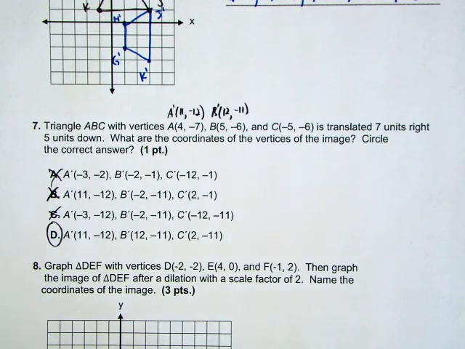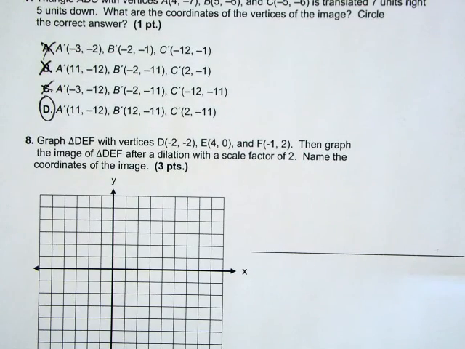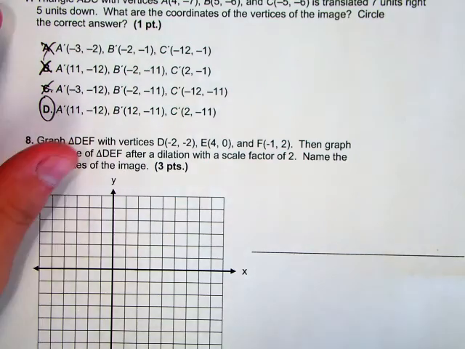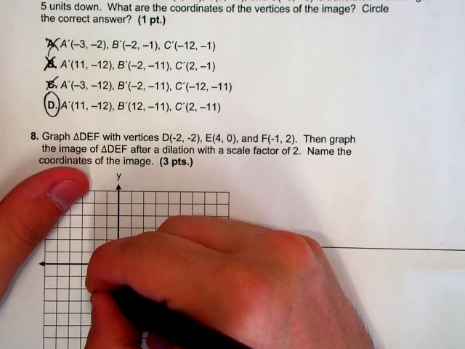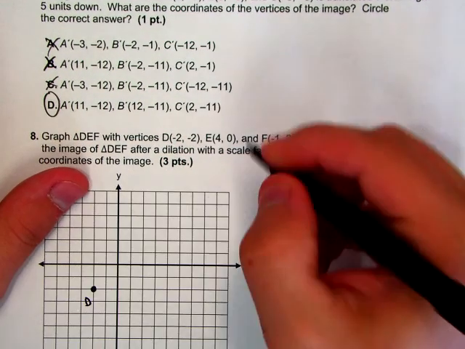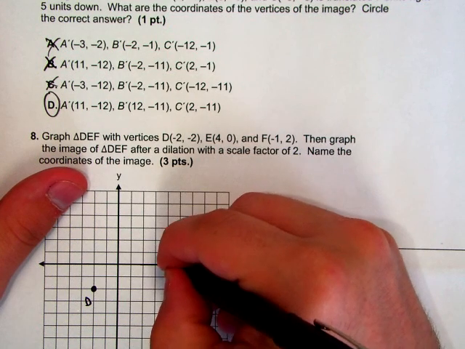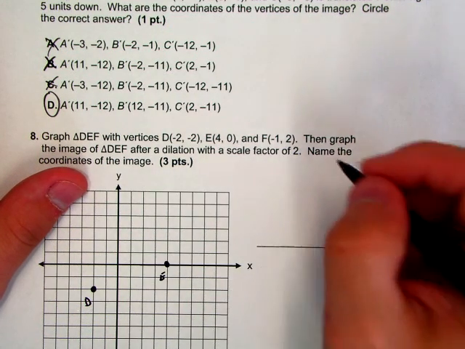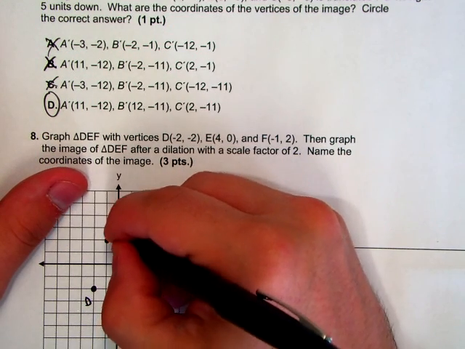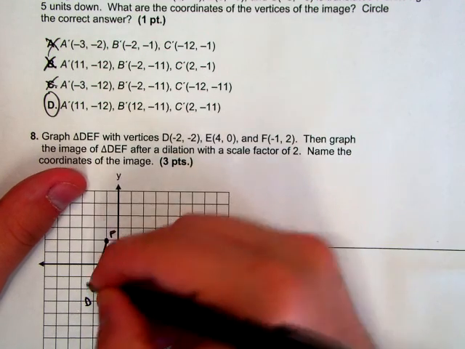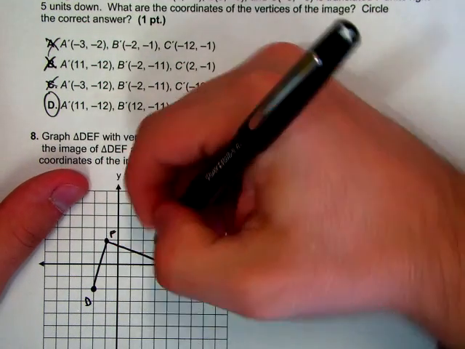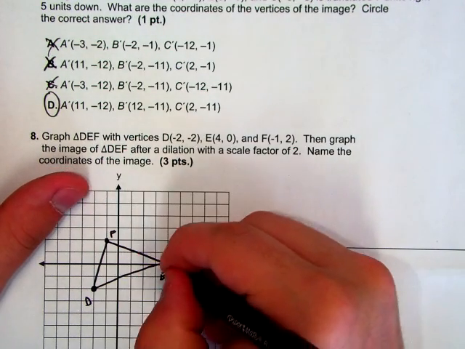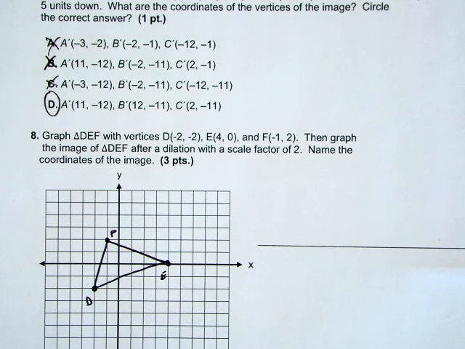Next question, number 8. Graph the triangle and dilate it with a scale factor of 2. So first of all, D is at negative 2, negative 2. Here's D. E is at 4, 0. Here's E. And F is at negative 1, 2. So here's F. So my triangle looks like this. If we dilate it, that means we multiply. Most common mistake was seen adding.